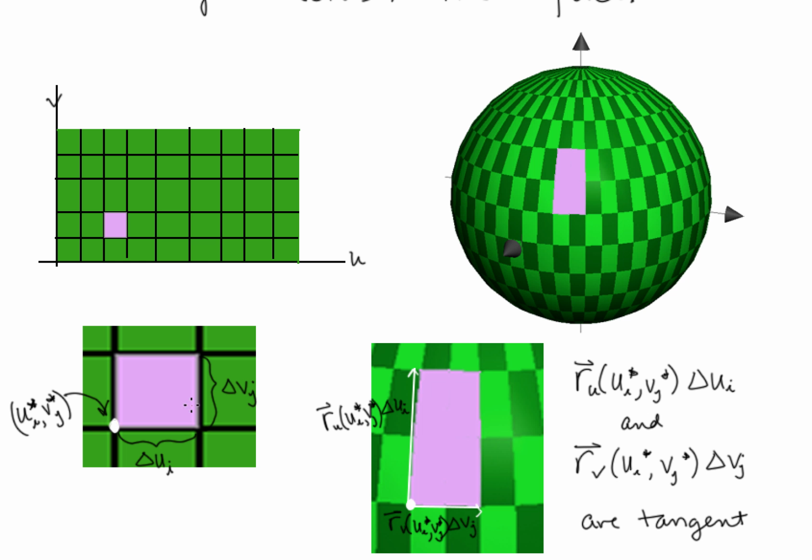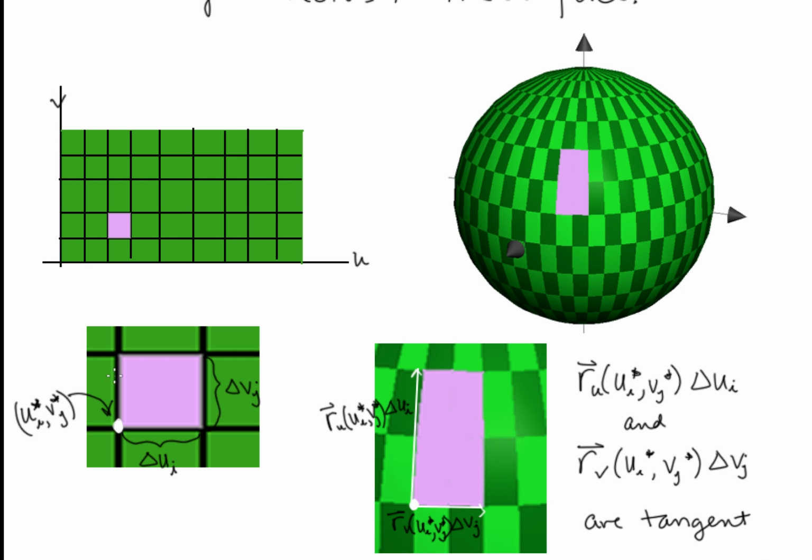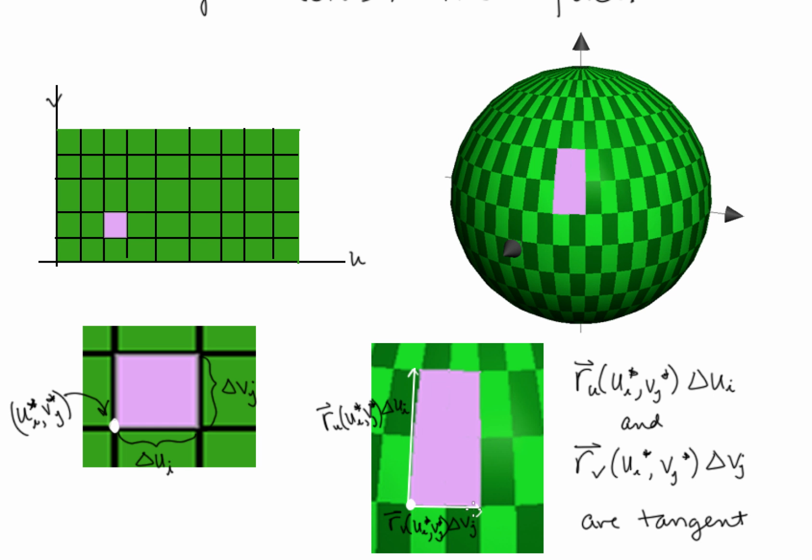Now with this particular parametrization of the sphere, we know that this side of the rectangle here that measures delta u_i, that's getting mapped to this left side of the patch. And this left side of the rectangle, whose length is delta v_j, gets mapped onto the bottom of this patch here. And what we want to do now is approximate the area of this patch. Well, how can we do that?